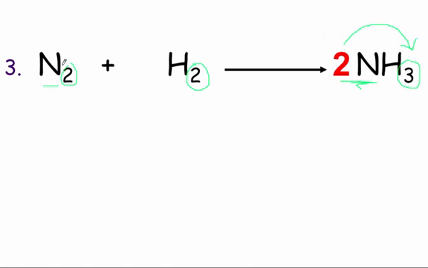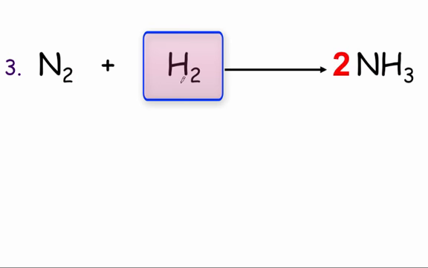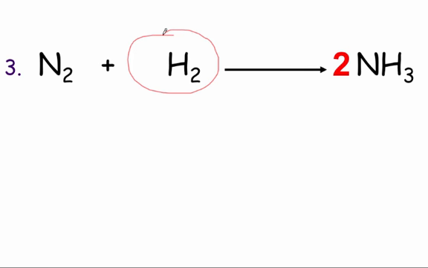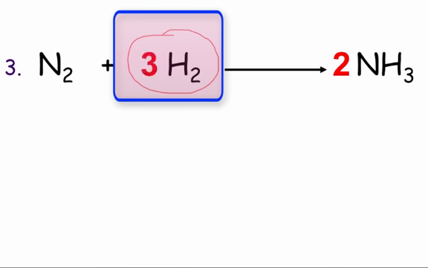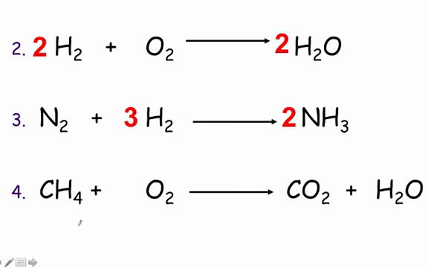So what can we do? We've got 2 nitrogens on this side, 2 nitrogens on this side, we've got 6 hydrogens on this side, we've got 2 on this side. So we're going to have to change that. We want 6 hydrogens on this side. We've got 2 there already. How are we going to make it into 6? We'll put a 3 in front. Now go through the process. Go through each one in turn. 2 nitrogens, 2 nitrogens. 3 times 2, 6 hydrogens. 2 times 3, 6 hydrogens. Our equation is balanced.